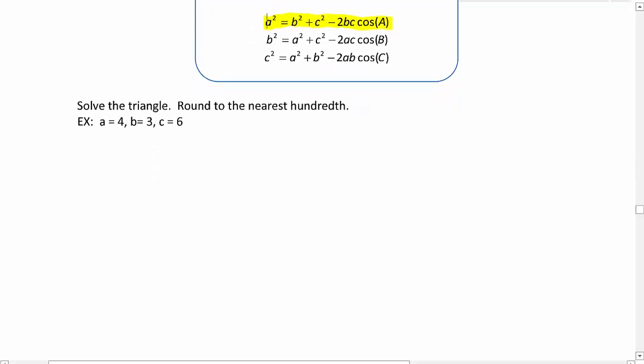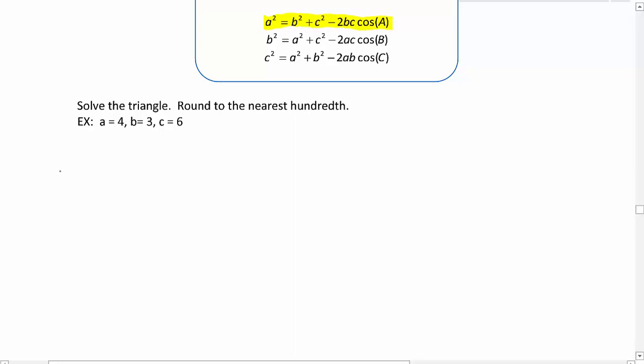All right, let's solve the triangle. I know it's not going to be law of sines because I don't have a known pair. If I can't do law of sines, I'm going to use law of cosines. Here we're given 3 sides, so all you have to do is pick one to start with. I'm going to just start with 4 because it's first.